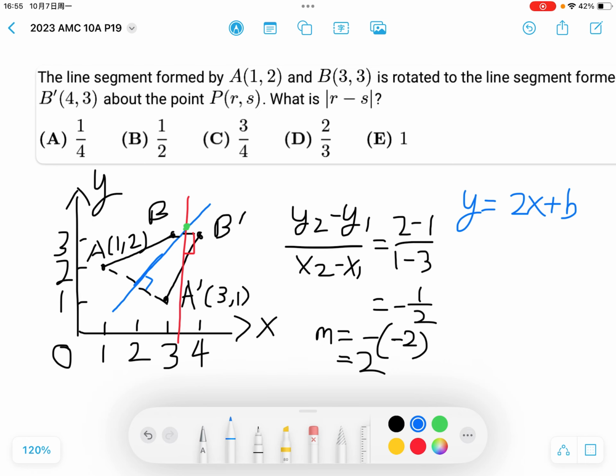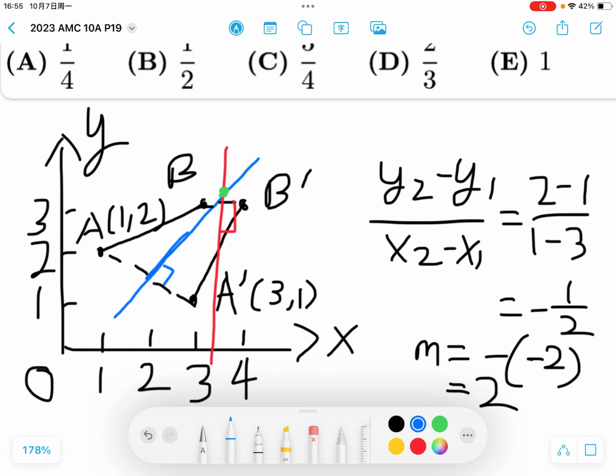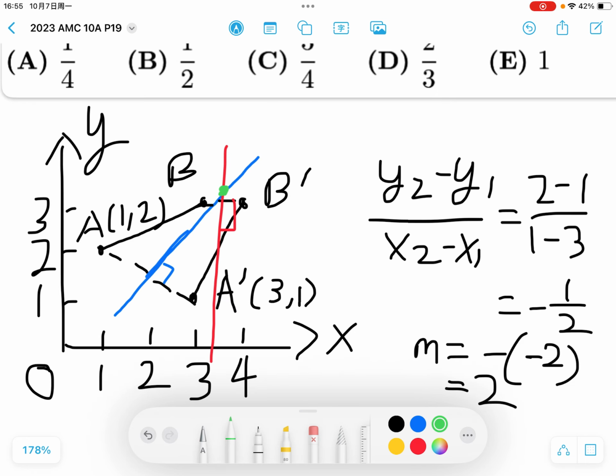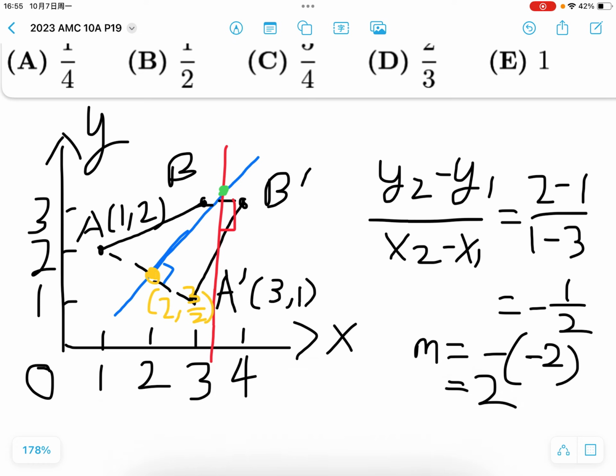So how do we do so? Well, we know as long as we find a point of intersection, we can solve for that. So let's just use this point of intersection. This is like the midpoint of AA prime. So the midpoint of AA prime is 1 plus 3 over 2, which is 2, and 2 plus 1 over 2, which is 3 over 2. So it's 2, 3 over 2.